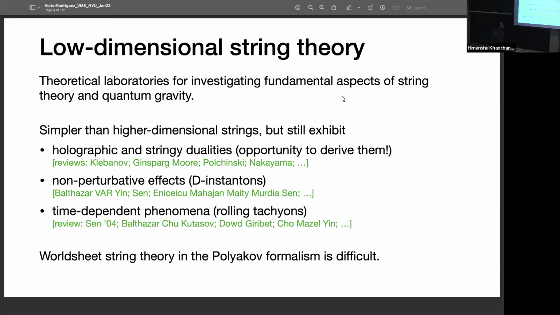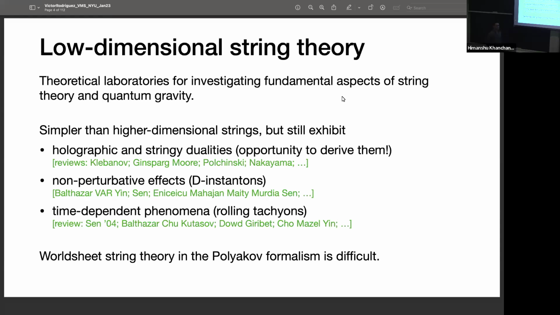And another thing that has been notoriously difficult in string theory is time-dependent phenomena. A famous example of a time-dependent phenomenon is rolling tachyons. This is a review by Ashoke Sen, and some other fairly recent work by people here in the audience, Bruno, as well as Dote and Hurbet here. And so again, the philosophy is that in these low-dimensional models of string theory, this rich phenomenology might be simpler to study in detail.